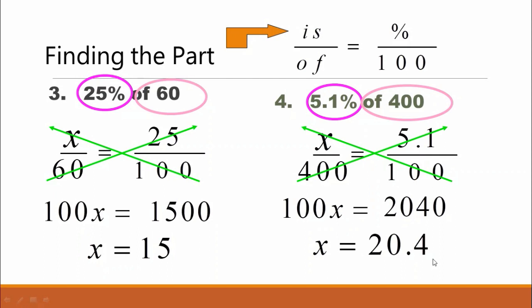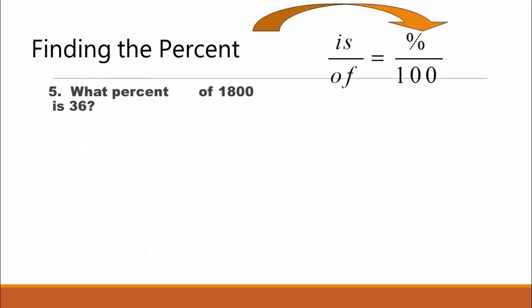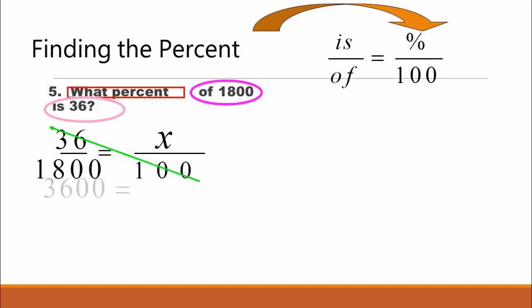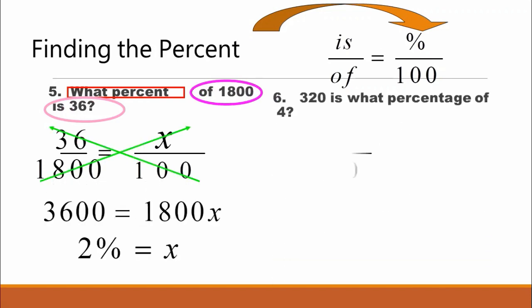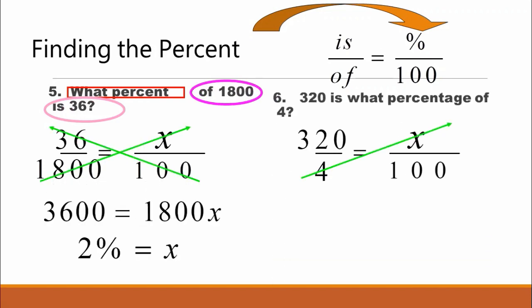Now again, using this formula, is over of is equal to percentage divided by 100, to find the percent. There are some examples to find the percent for a description of percentage.